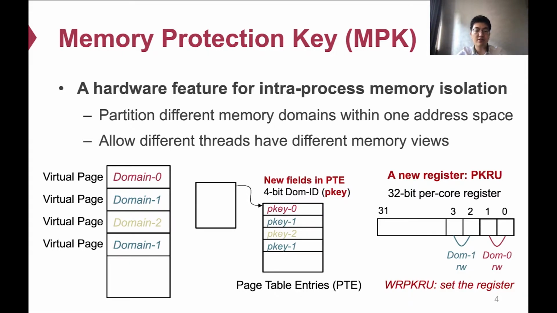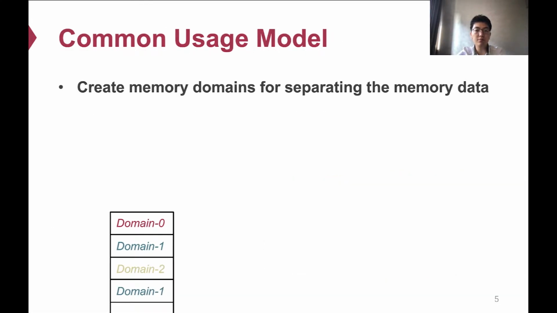Because the register is per core, concurrent threads in the same process can have different access permissions on different domains. A non-privileged instruction called WRPKRU can update this register to change the access permissions. Notably, this new instruction not only can execute in the user mode directly, but also takes only about 28 cycles.